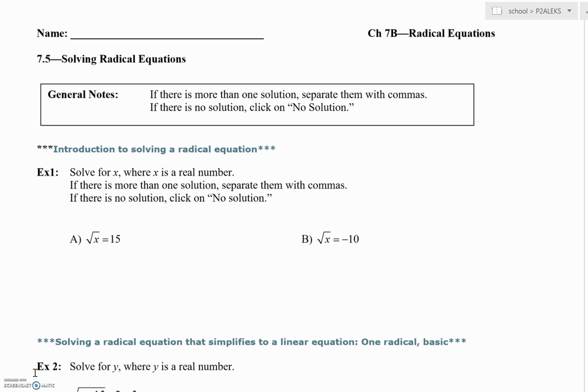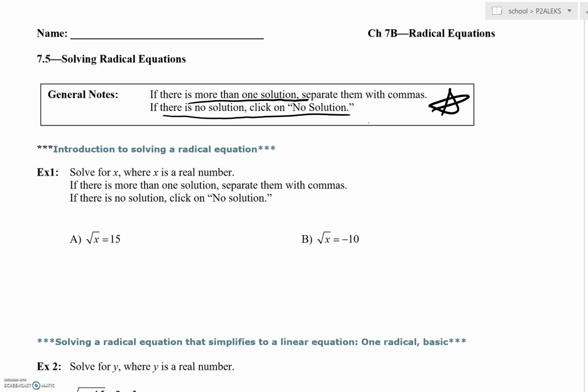Algebra 2, chapter 7b, the second half, we're going to solve radical equations. You might have more than one solution, and we're going to see that happen today. By way of comparison, you might get no solution. You might come up with an answer that frankly just doesn't work.